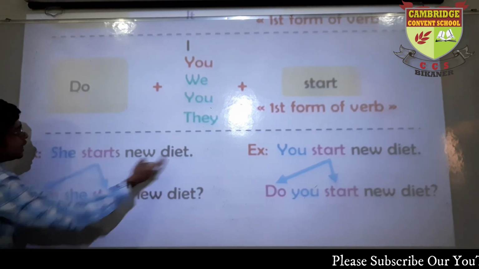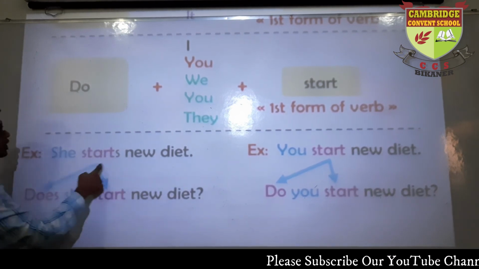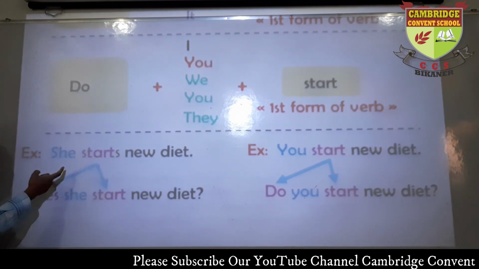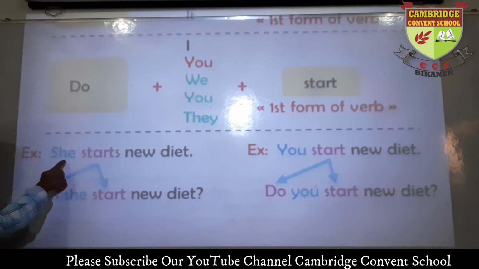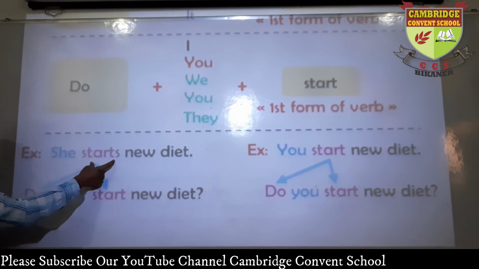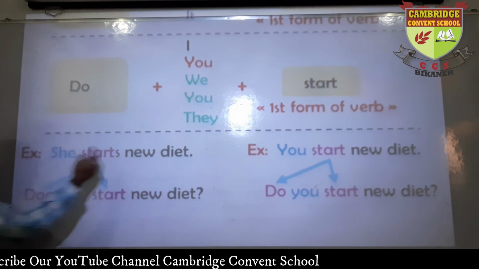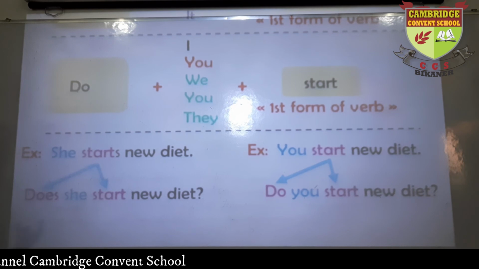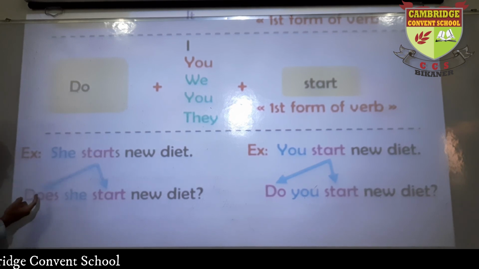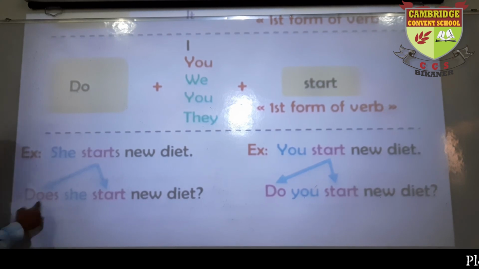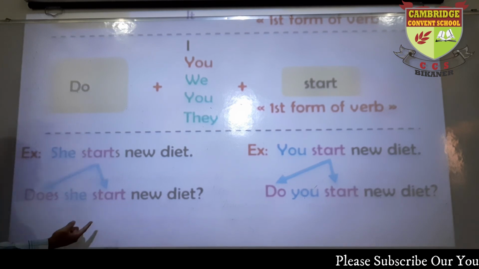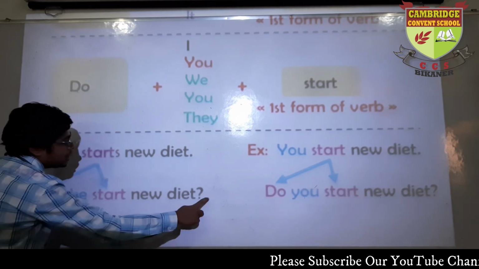The example is: she starts new diet. Here we have a singular subject, and in the positive sentence the main verb has the s form: she starts new diet. But if you convert it into an interrogative sentence, the helping verb comes first, does, after it you use the subject, after it the main verb, and after all of that the object. And last, the interrogative sign.